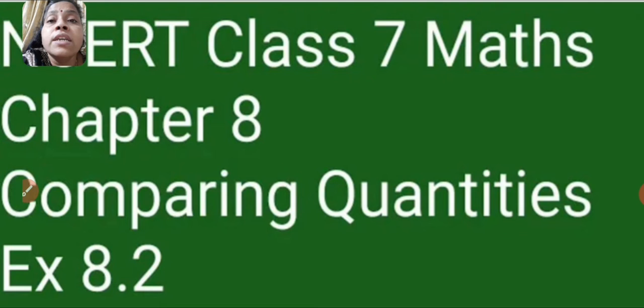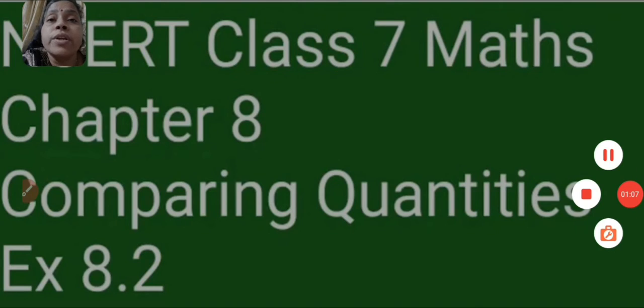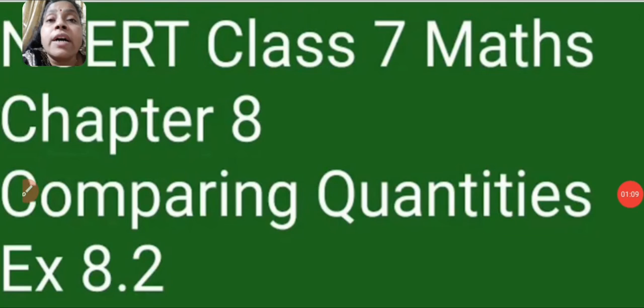So today we will complete exercise 8.2. You have to complete exercise 8.2 again in your notebook, because this time is revision time. Understand, students?